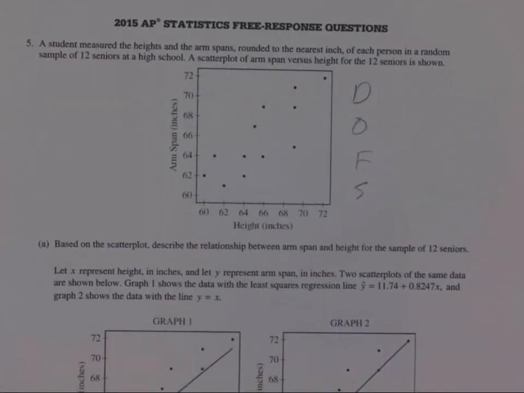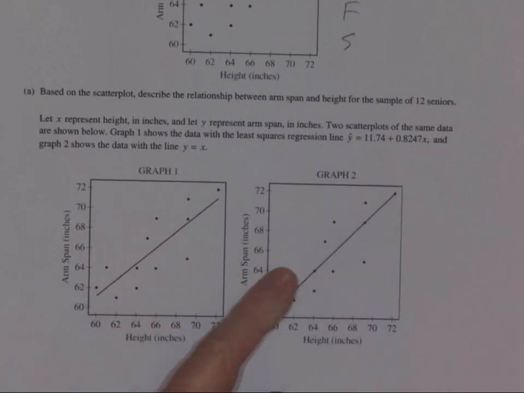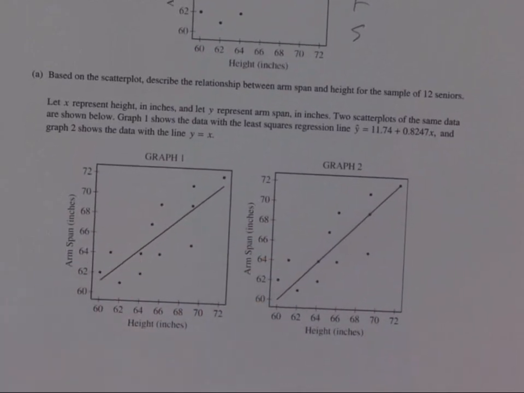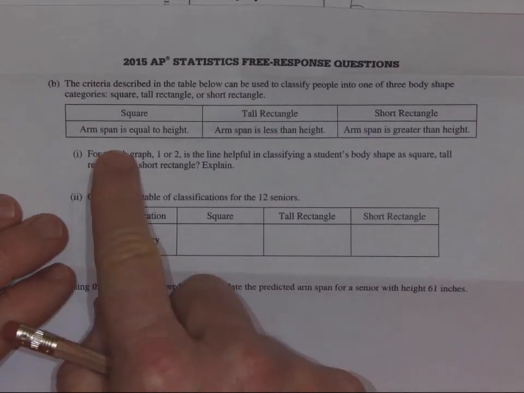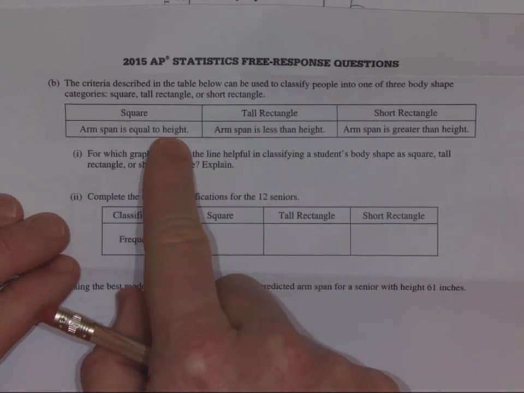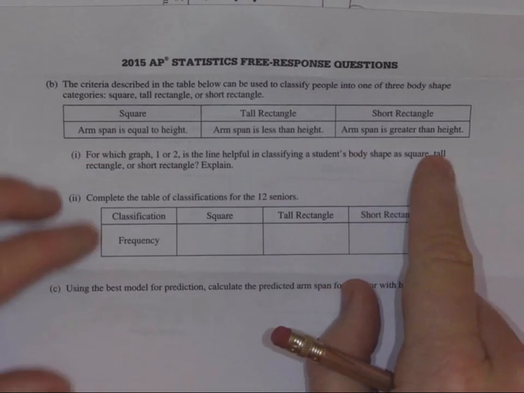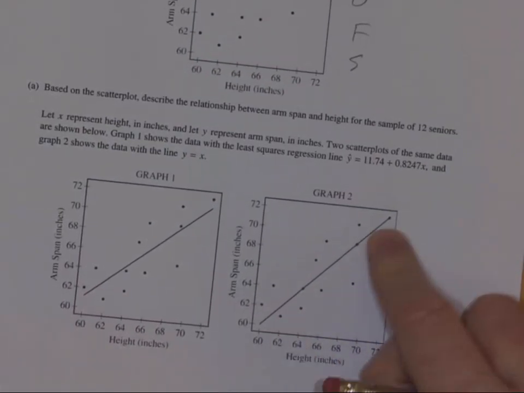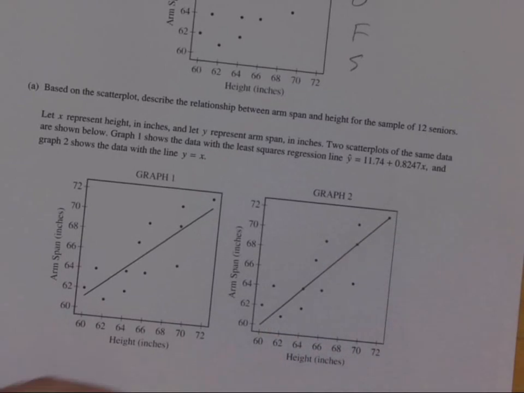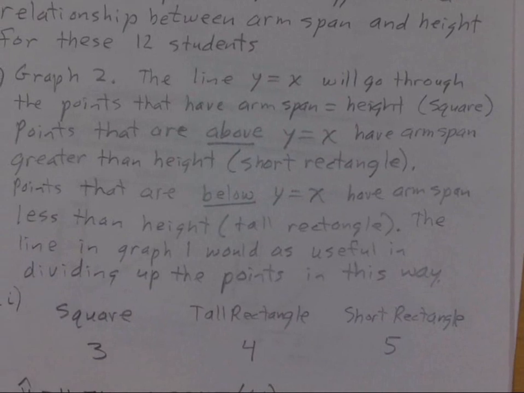And so then the next thing is when it gives you this graph of y is equal to x, and then this one, the least squared regression line, and it had this situation where we want to divide them up into arm span is equal to height, arm span is less than height, and arm span is greater than height. Well, if arm span is equal to height, that is this line y is equal to x. Okay, and so that would be the useful one there. And so we would pick graph 2. Graph 2 is what would be useful there.